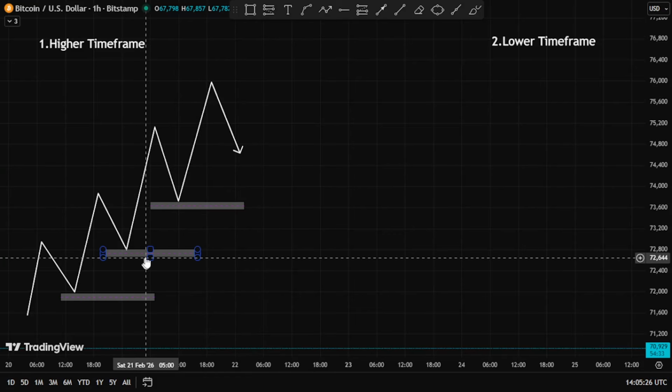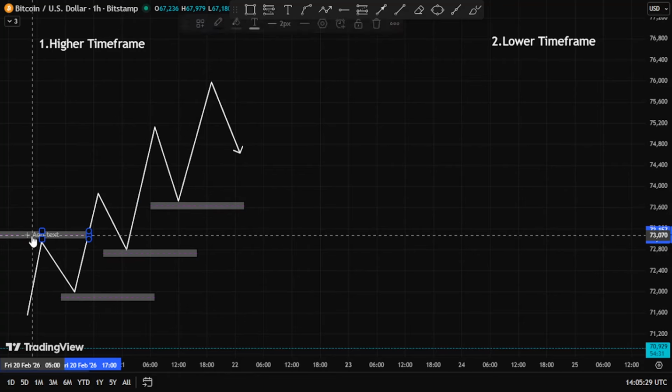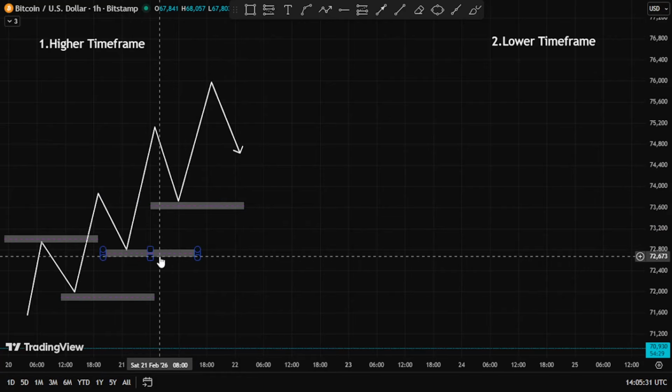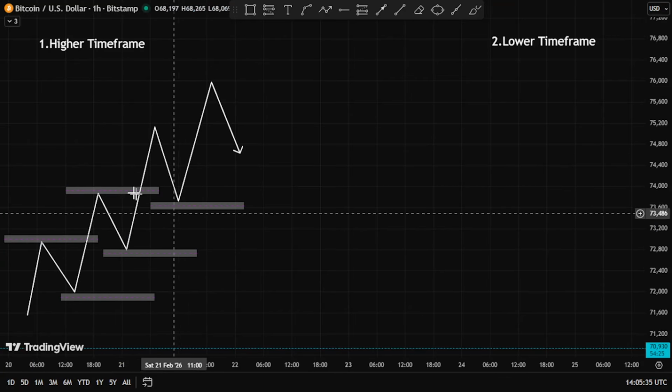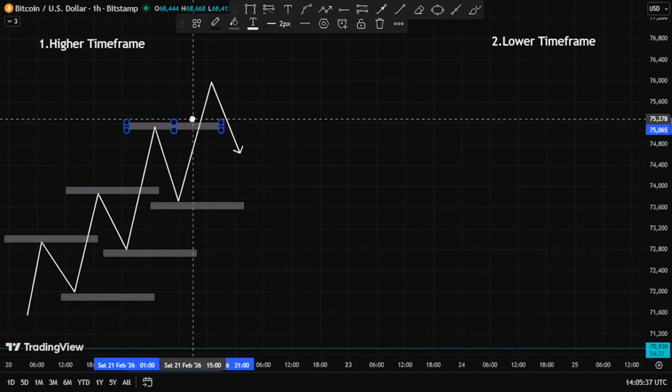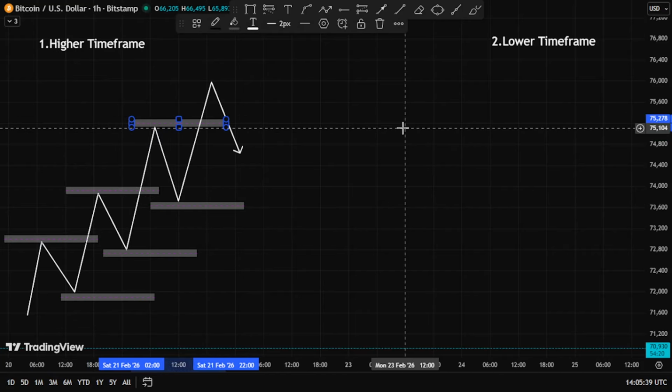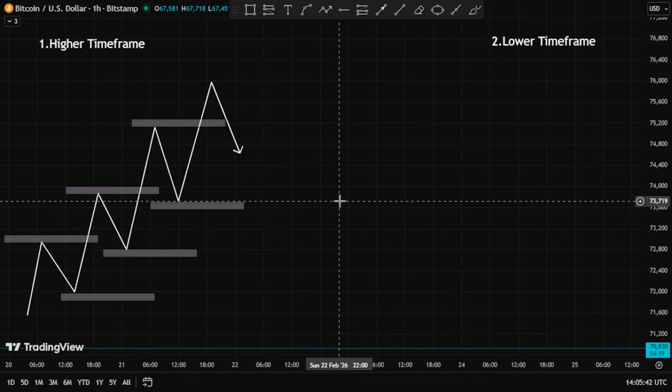Now price also has to break resistance levels. If it is moving in an uptrend, it has to break resistance levels. So price has to what? Break resistance levels like this. This signifies a very strong uptrend.